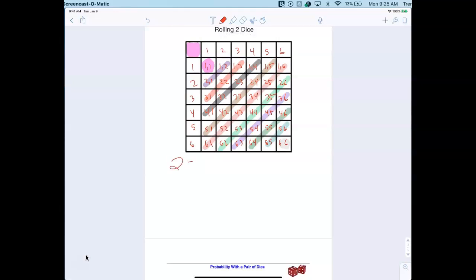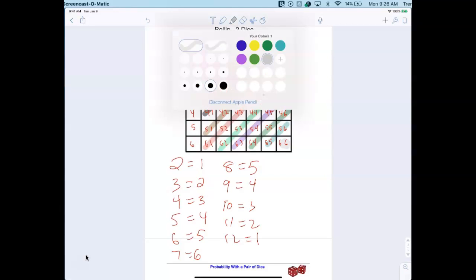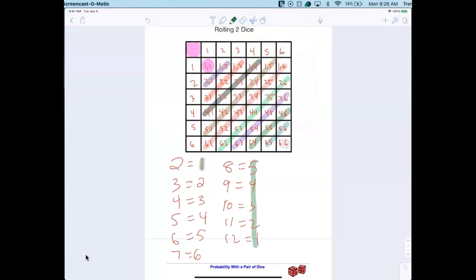Here's what I want you to try to remember. A 2 can occur how many times? Once. A 3 occurs twice, a 4 occurs 3 times, 5, 6, 7. Now watch, here's the problem. Once you get to 7, the next number is 8, which is back down to 5. I'm sorry, not 7, but 9, and then 10, 11, and 12. Now what happens, guys, if I take these numbers right here and add them up? What would that add up to?